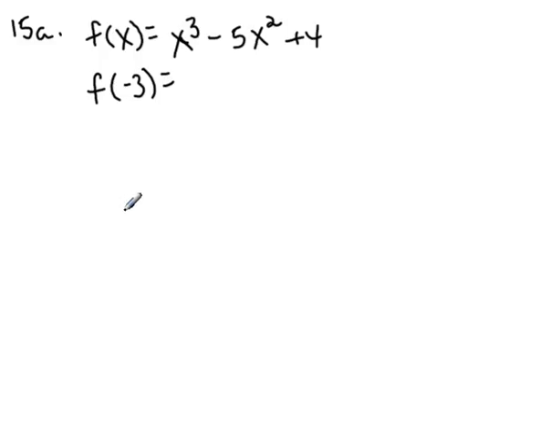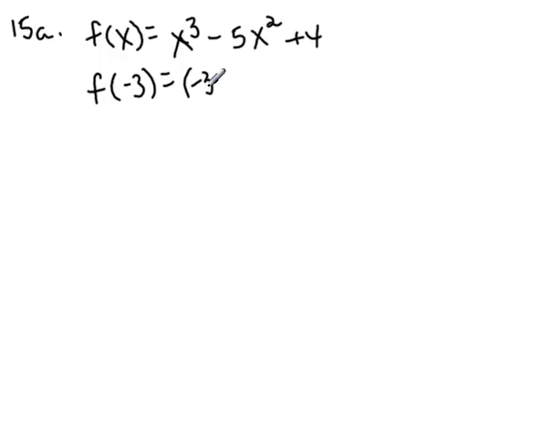Next, I'm going to do problem 15a, which says f of x equals x cubed minus 5x squared plus 4, and they want me to find f of negative 3. That means I want to replace my x, or my domain value, with negative 3 to find my output or my range value, which is like plugging in the x and finding the y that corresponds to it. So everywhere I see an x, I'm going to put a negative 3.